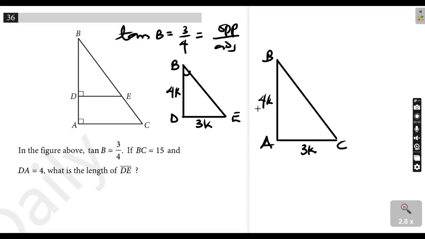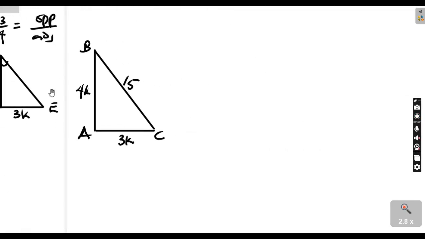But then for this second diagram, we have additional information. The question says if BC equals 15, so this place is 15, and DA equals 4, so here is 4. What is the value of DE? So DE in the first diagram. So let's deal with the second diagram first of all.